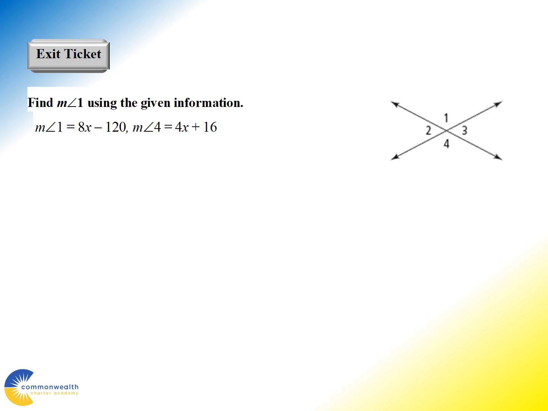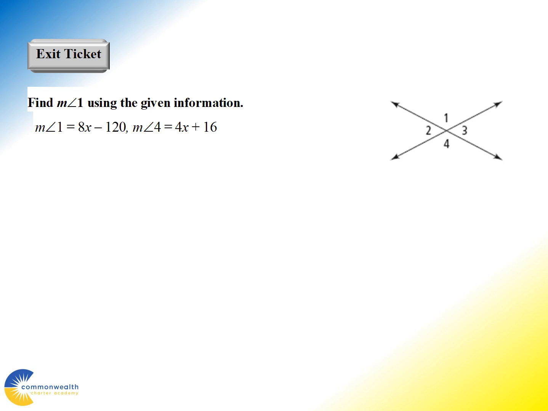So here are the answers to this exit ticket. You're given these two intersecting lines, and the thing you always have to keep in mind is that two intersecting lines like this will form vertical angles as well as linear pairs. And depending on what information you're given, you may have to use one versus the other.